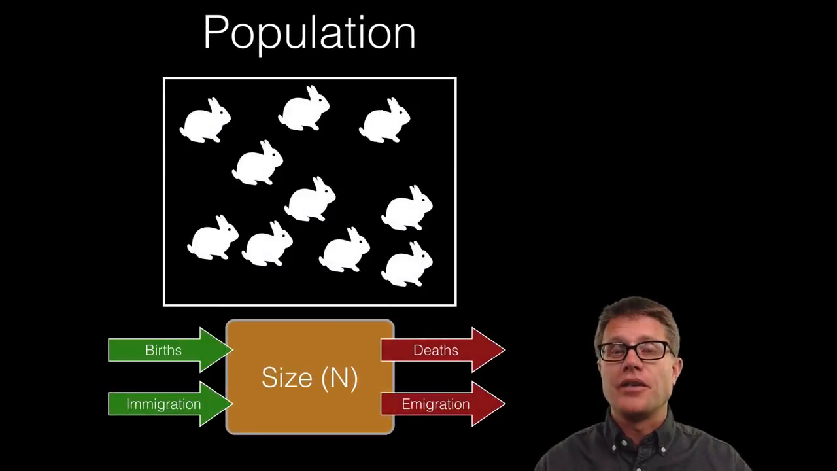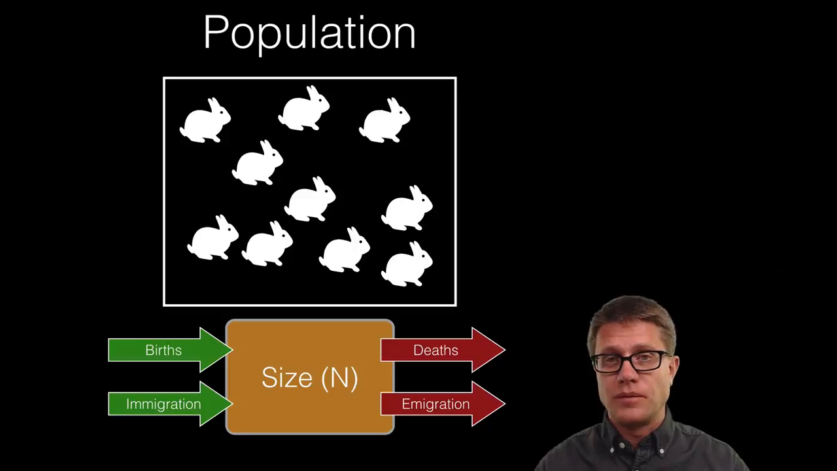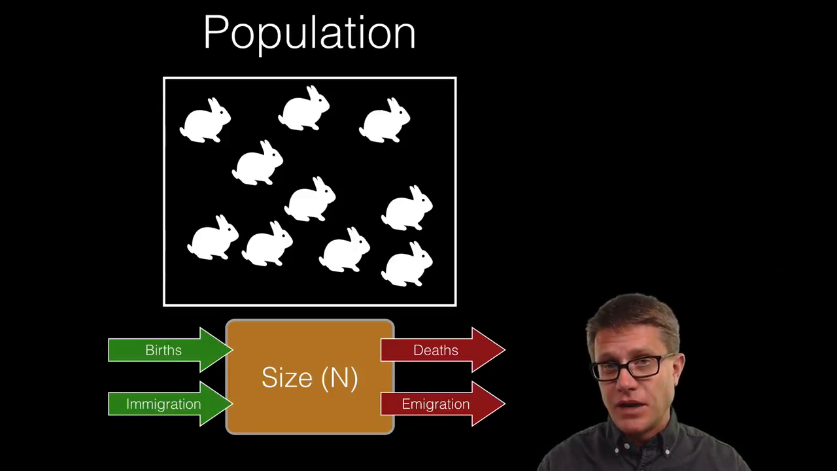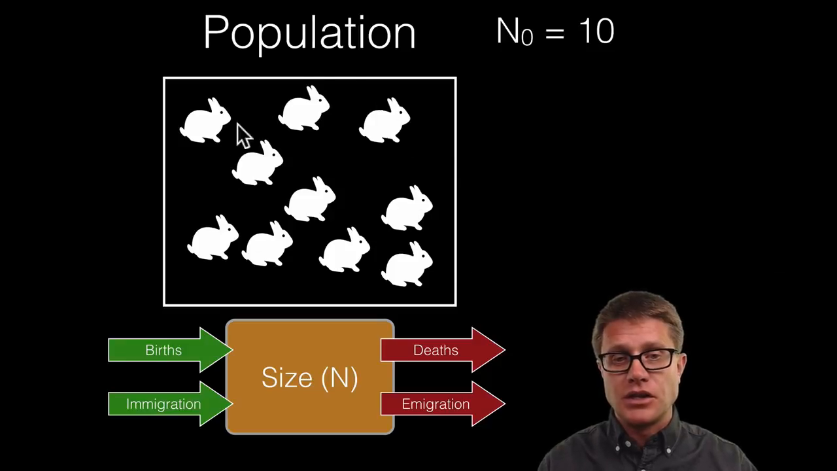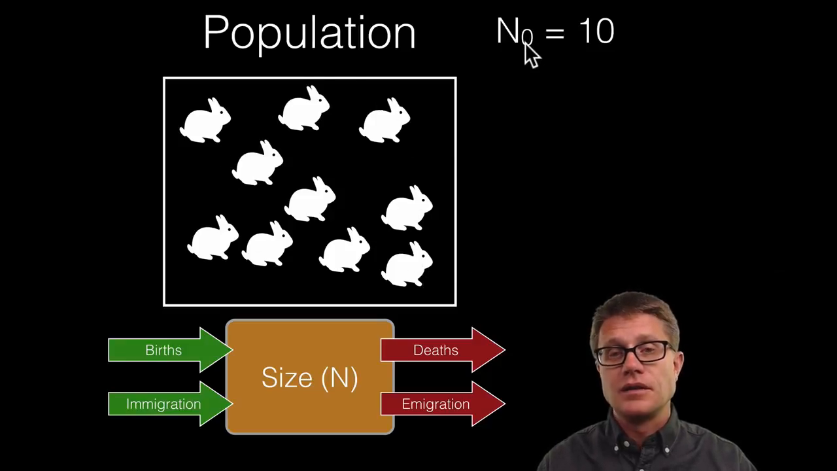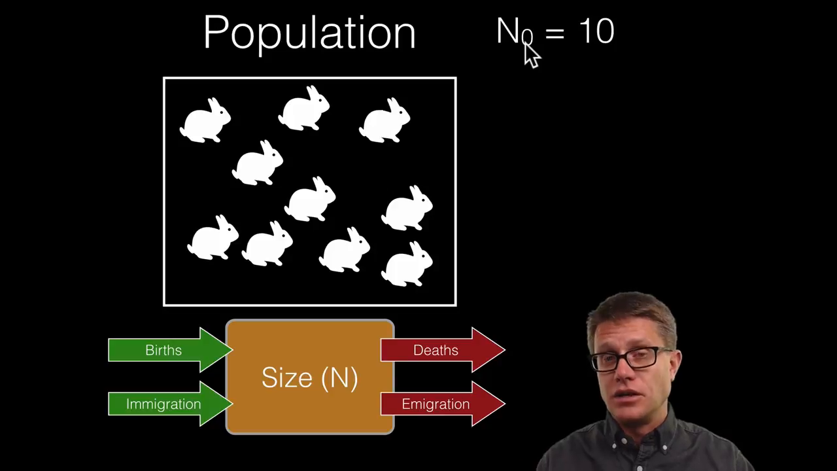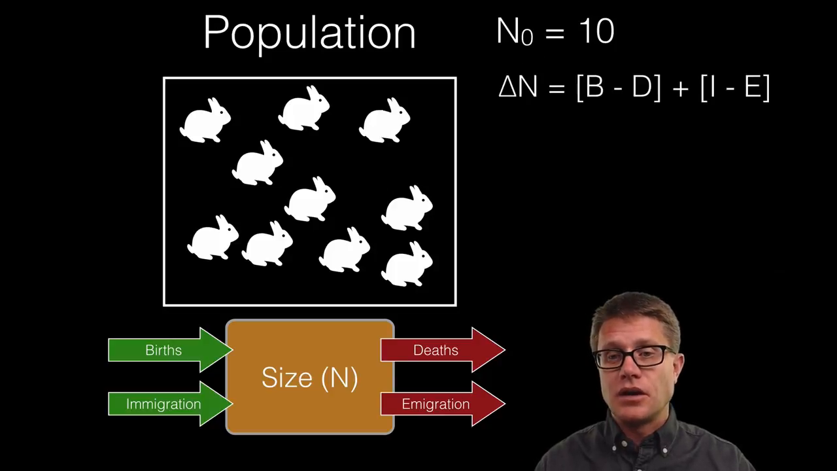But when it comes to the health, the population size is incredibly important. It's dictated by births, deaths, immigration, and emigration. And so we have a formula that allows us to look at that. The calculations are very simple. You can do them just in your head. Let's say we have a population of 10. So our N naught is going to be 10. That's our initial population. Here's our equation.